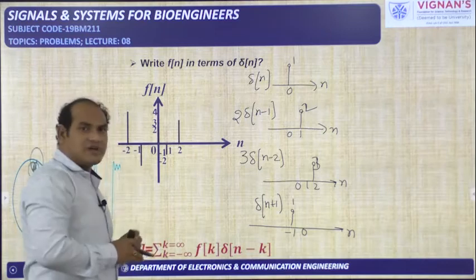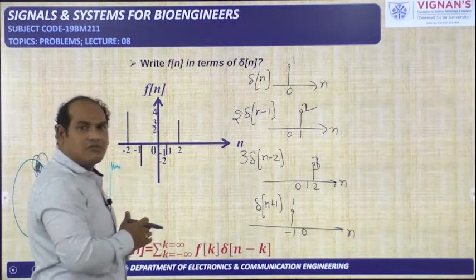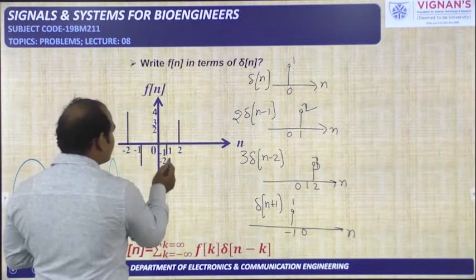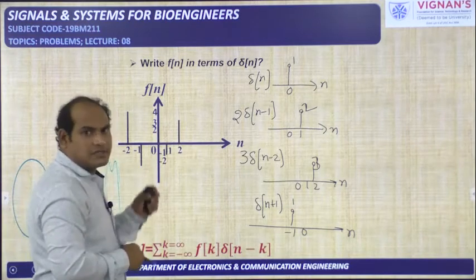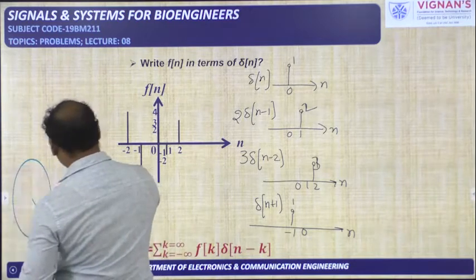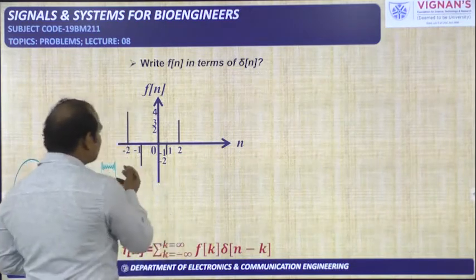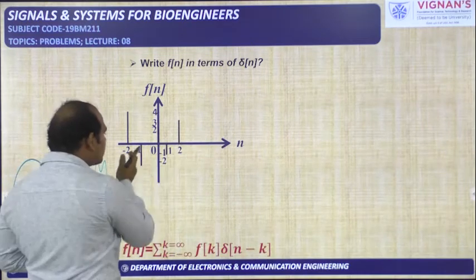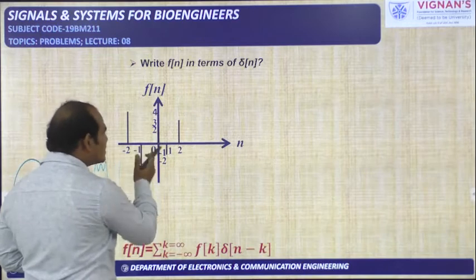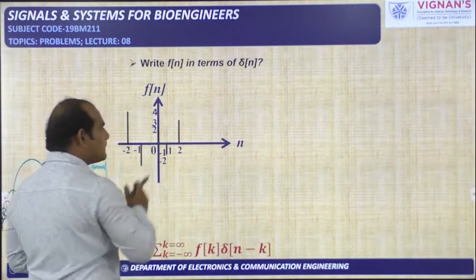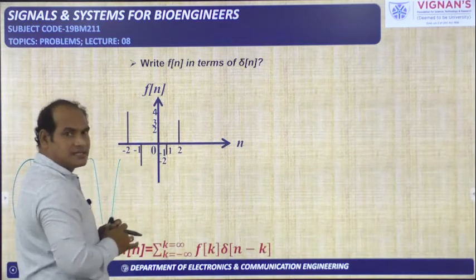Now you see this f of n. This is one signal. What is a signal? Signal means here the collection of 1, 2, 3, 4, 5 samples for this one. This signal is nothing but a collection of 5 samples. Starting from here, at n is equal to -2 one sample is there, at n is equal to -1 another sample, at n is equal to 0 another sample, at n is equal to +1 another sample, at n is equal to +2 another sample. So 5 samples are there.